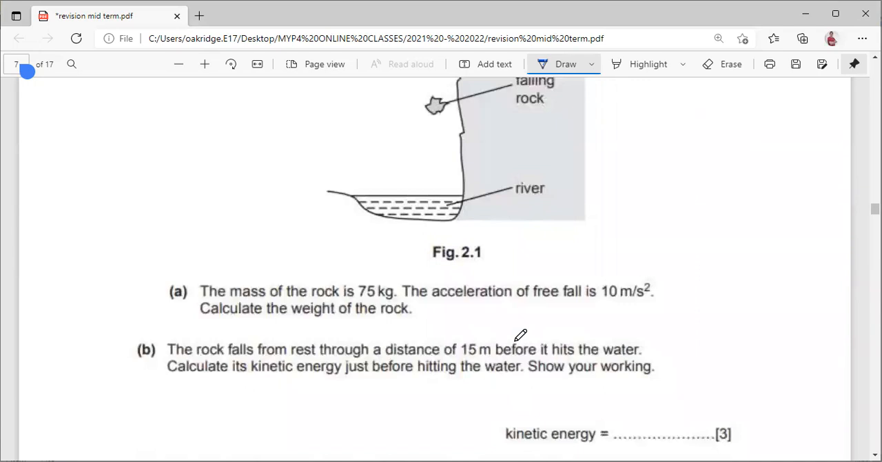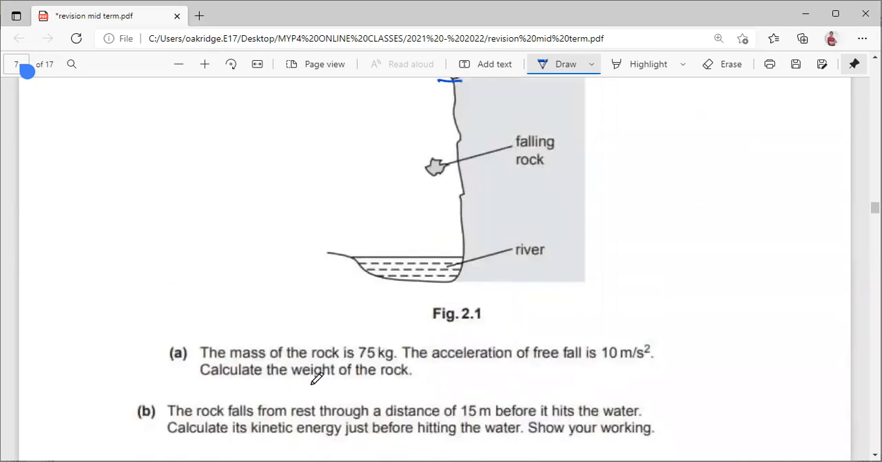The mass of the rock is 75 kg. The acceleration of free fall is 10. Calculate the weight of the rock. Okay, weight of the rock. What is the weight of the rock? Whether it is falling or standing or whatever it is, the weight of the rock is always given by mg. Okay, straightforward question. 75 multiplied by 10, which would be 750. Now you see, m into g is weight, right? Weight, which is nothing but the force. The unit of force is Newton, so this should be Newton.